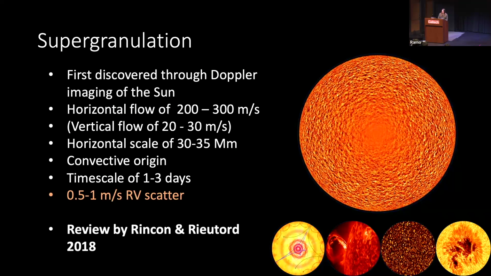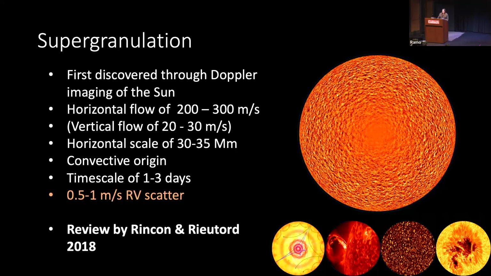But most importantly, we found through various studies that supergranulation exerts a 0.5 to 1 meter per second RV scatter in our data. And when we're trying to get down to that 0.1 meters per second level, that's pretty big, especially because we have no activity indicators and no mitigation methods that we can use to model the supergranulation signal in our data. So we just have to treat it as white noise, which isn't great when that signal's so big.